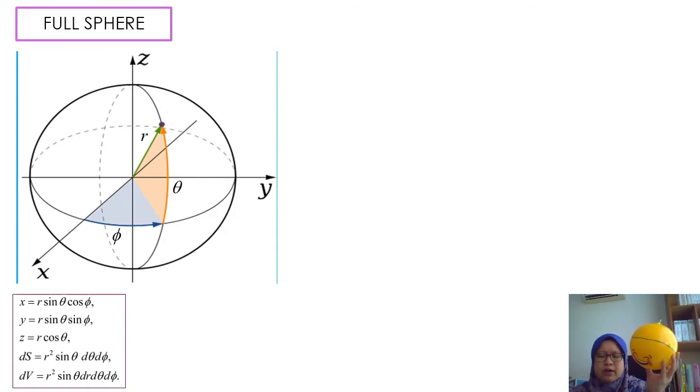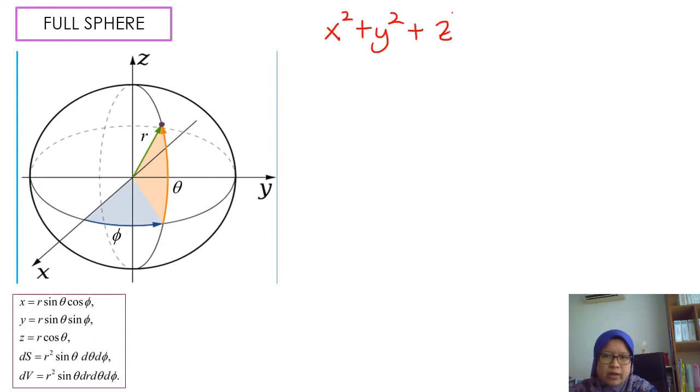If you are given a problem to solve a sphere, you are given an equation of x squared plus y squared plus z squared equal to r squared. For example, x squared plus y squared plus z squared equal to 25. Okay, so you are only given this equation. So this is a full sphere.